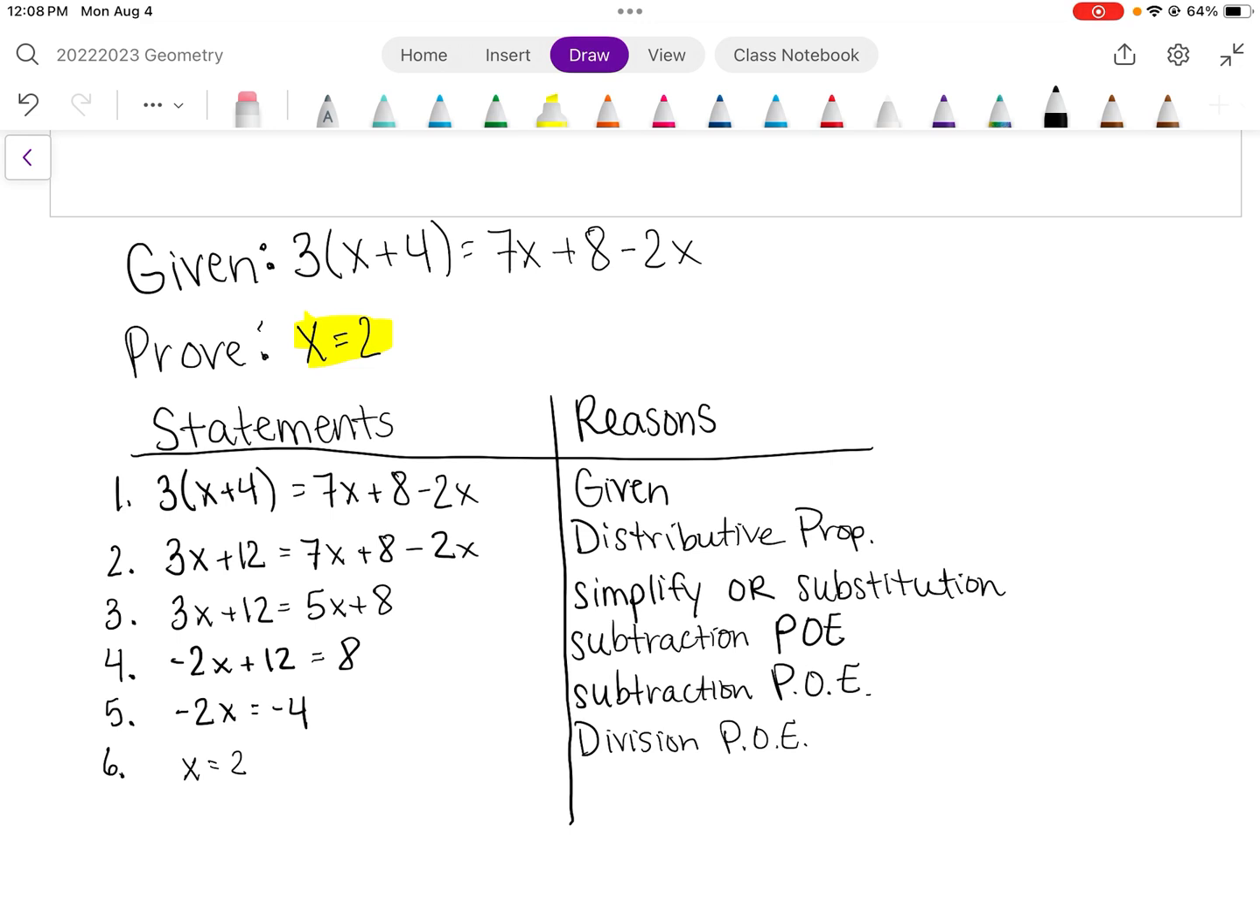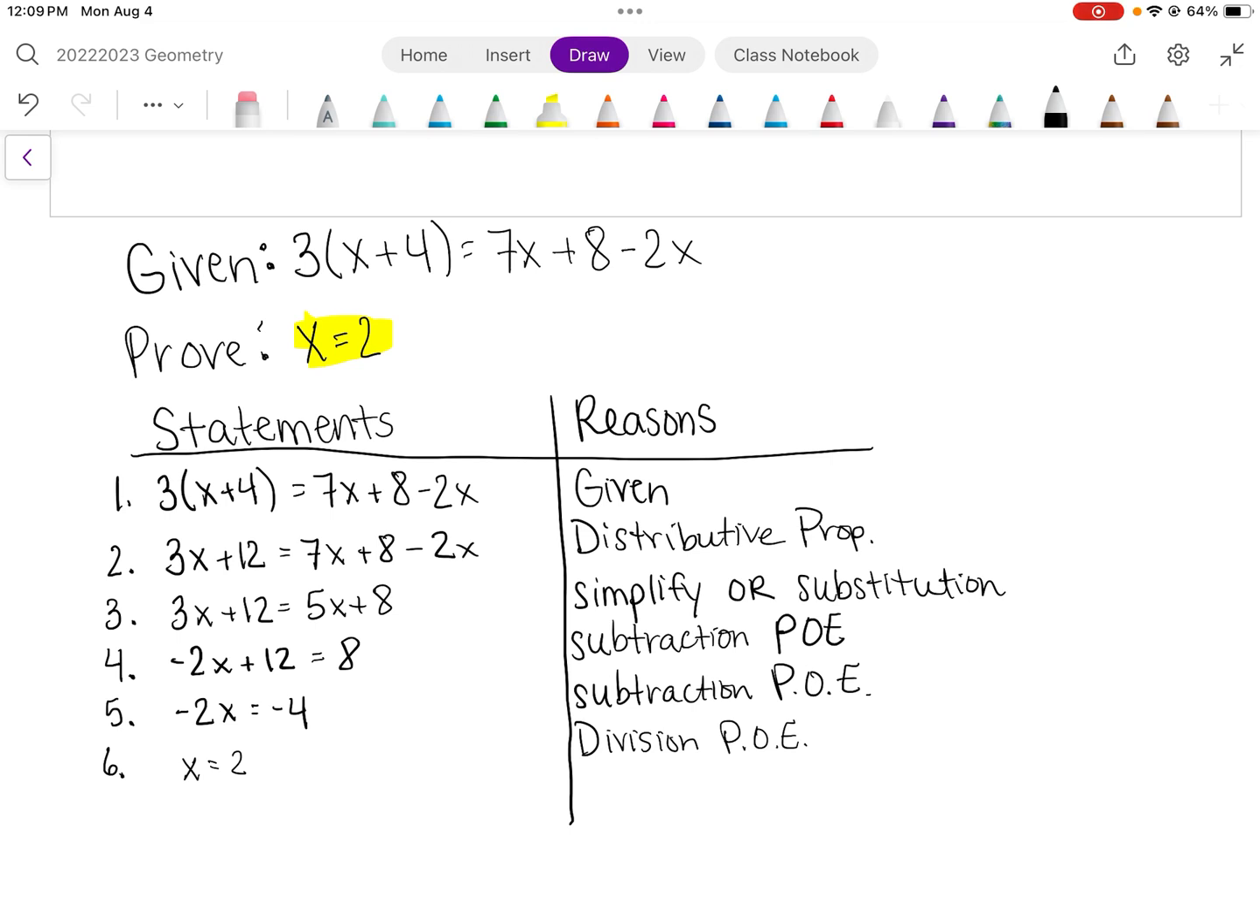If you kind of did things differently, that's okay. Let's say I had 2 equals x. If I had 2 equals x, that's fine. I would just have one extra step where I flipped it around, and my reason would be symmetric property. But this is fine. So a lot of times, your proof could look completely different than the person next to you, but you guys both have a correct proof.